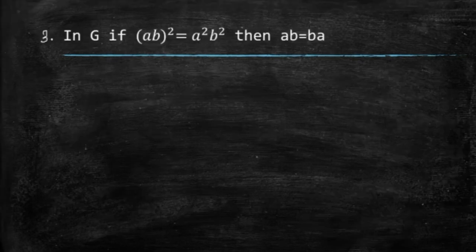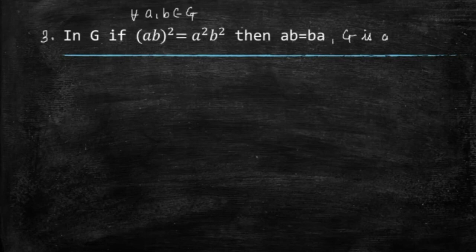The third theorem says that if in any group (ab) squared is equal to a squared b squared, then ab equals ba. And you can generalize this: if for every a, b belonging to G this equality holds, then ab equals ba and G is abelian, right? So let us start proving this. Since it's given that (ab) squared is equal to a squared b squared, it's a very simple proof.